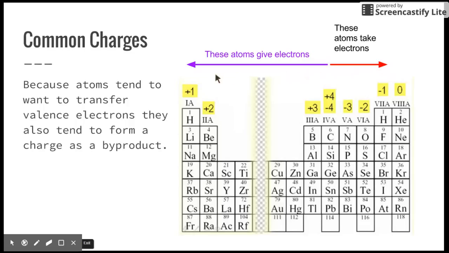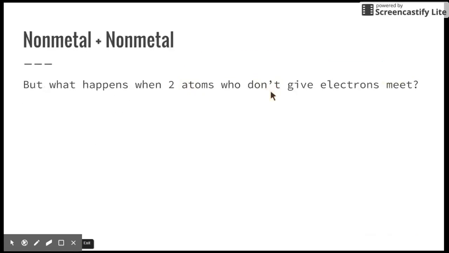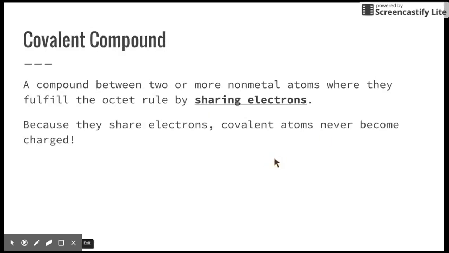So what I mean by that is the metals give, the non-metals take. Now here, we're going to talk about covalent bonds. What happens when 2 non-metal atoms come together? They both don't want to give their electrons. Well, that's what a covalent compound is. A covalent compound is between 2 non-metal atoms who don't want to give their electrons.